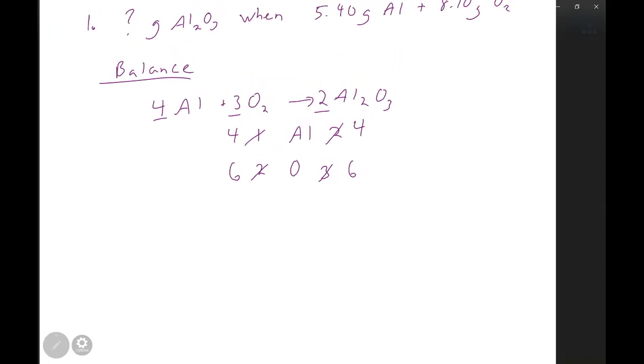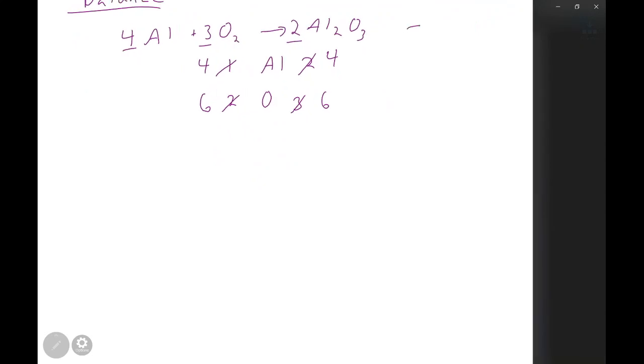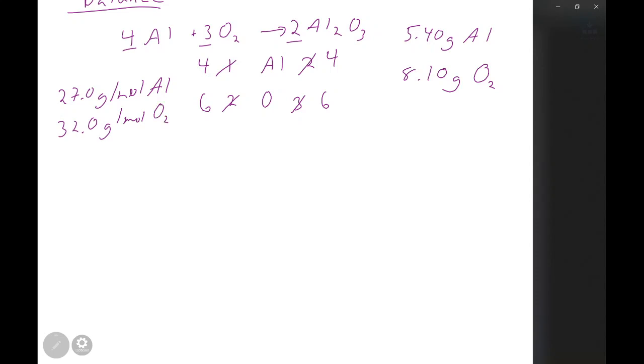So now we have our balanced equation. We still need our masses, so I'll pull this up and rewrite the masses for us. We have 5.40 grams of aluminum and 8.10 grams of oxygen. We need 2 more things here, their molar masses. For aluminum we have 26.982, so just for rounding's sake, let's say 27 grams per mole. And for oxygen, we have 16 times 2, in other words 32 grams per mole for oxygen.